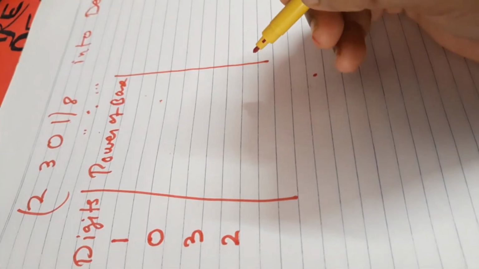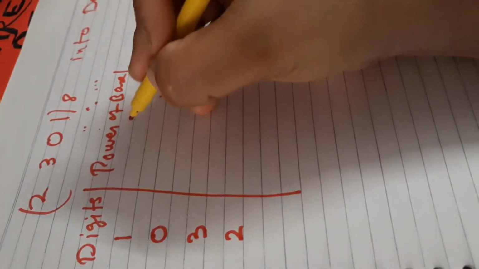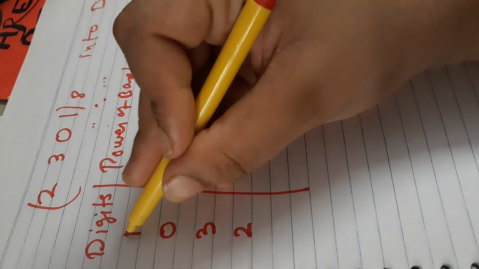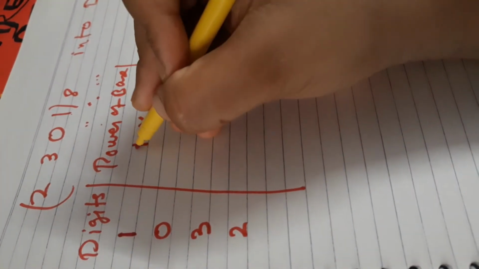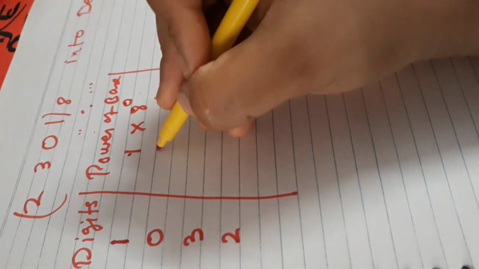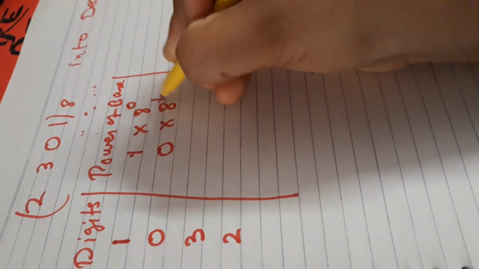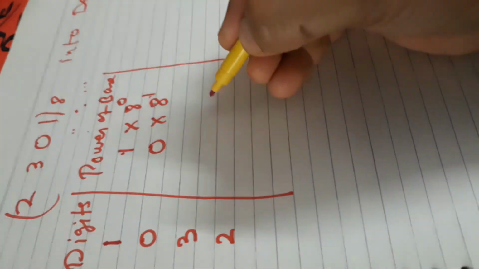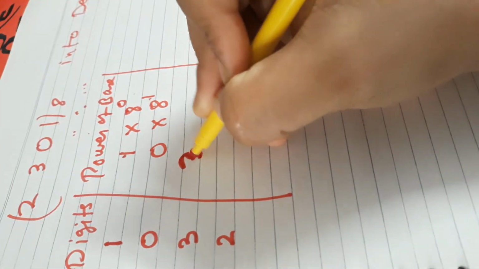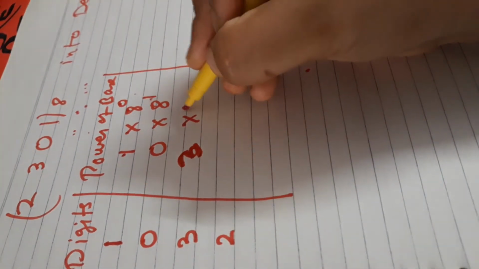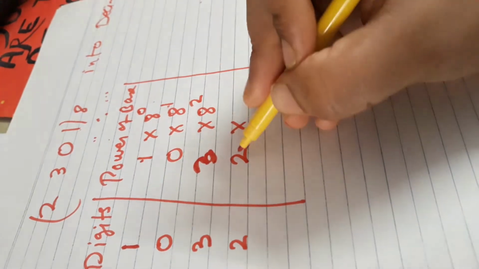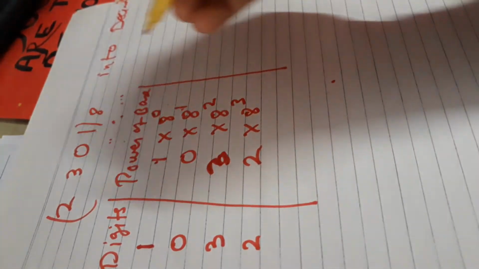We all know the base of an octal number is 8. So how will we write it? First we will write the digit 1, 8 power 0, then digit 0, 8 power 1. The power increases by 1 each time. Then digit 3, 8 power 2, then digit 2, 8 power 3. Now the calculation.